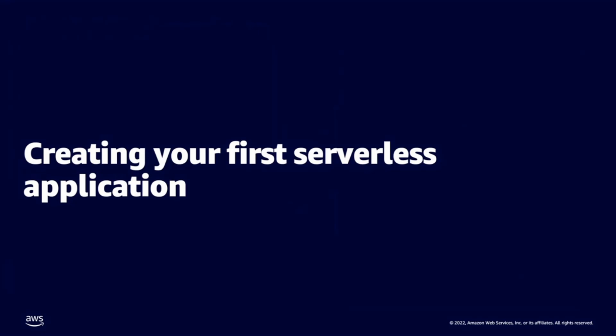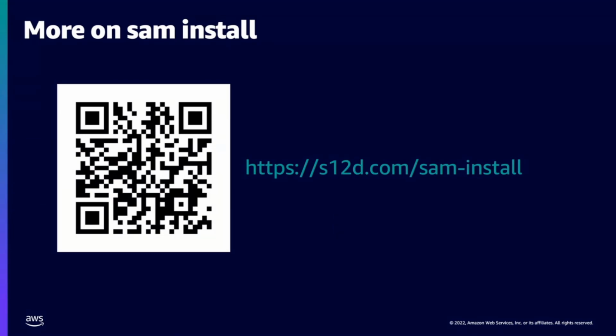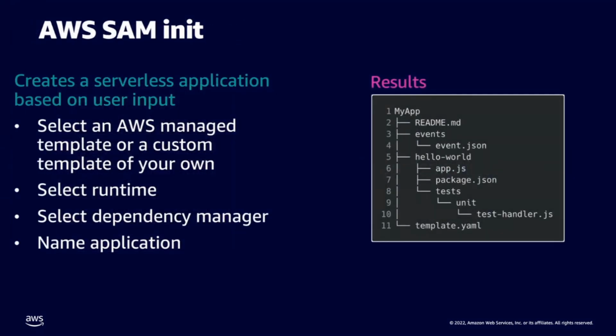Now we're going to go through the steps to create a serverless application using SAM and SAM templates. The first thing you need to do is install SAM, and you can do this with this link here. You can use this handy dandy QR code or go to s12d.com/SAM install. Once you have SAM installed, the first command you need to run is SAM init.